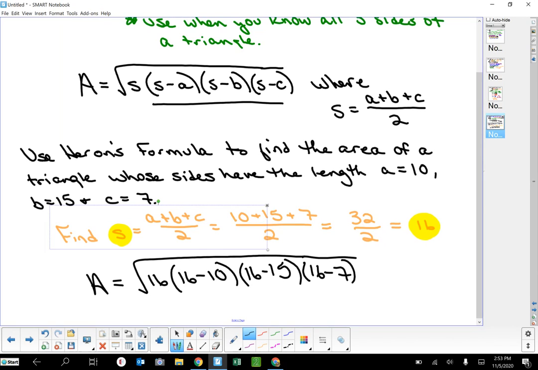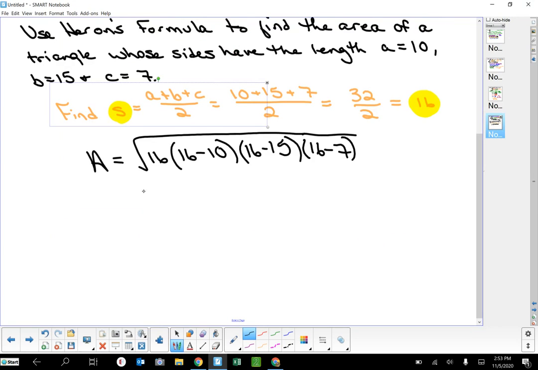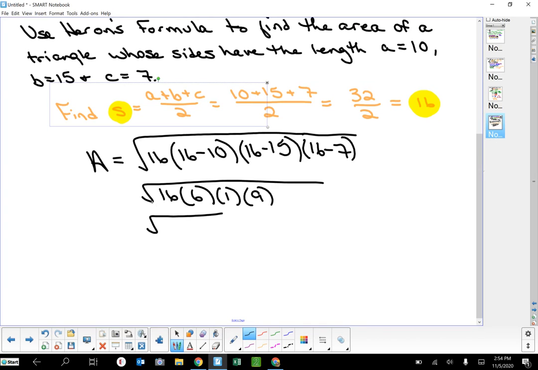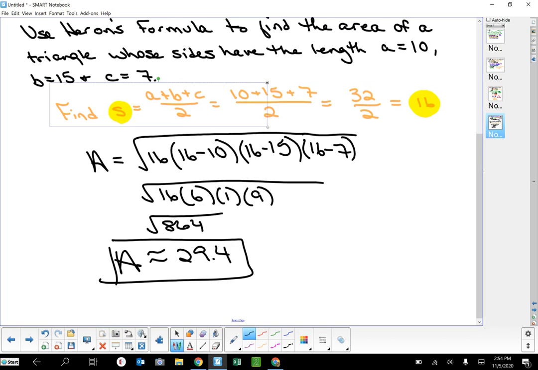All right, so start by doing your subtraction. 16 times 6 times 1 times 9. And then you're going to find the root of all of that. That is the root of 864. And then quite literally just take the root of that. And you're going to get approximately 29.4 is the area of that triangle. And that's an example of Heron's formula. It's actually very, very easy to use.